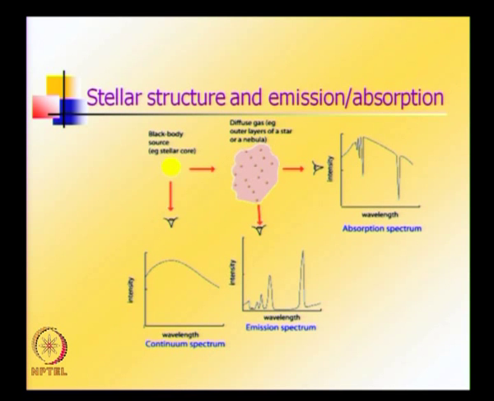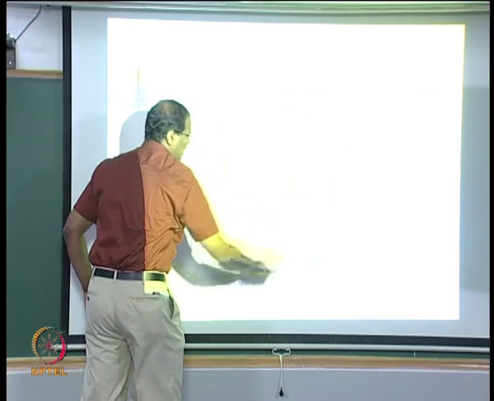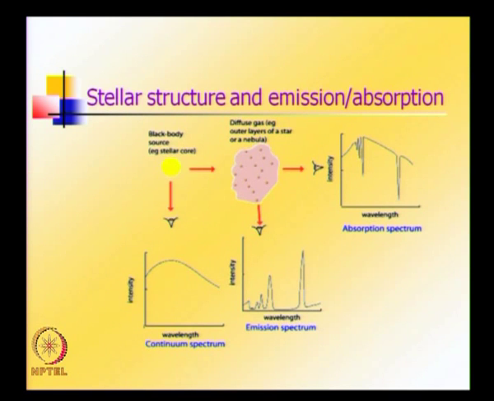So if you consider a black body source, stellar meaning star, the star core, or a diffuse gas, for example the outer layers of a star structure, you can look at two spectra, the emission spectra or the absorption spectra, and they give a signature like this: intensity versus wavelength. From this you can figure out the gas concentration and gas temperature.